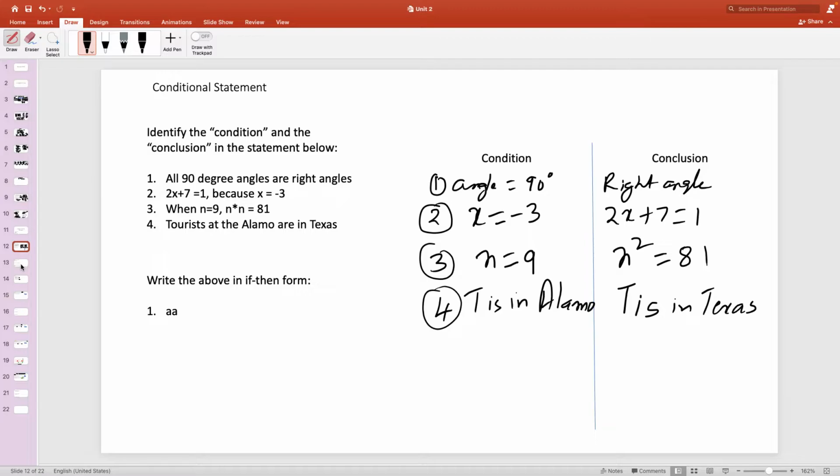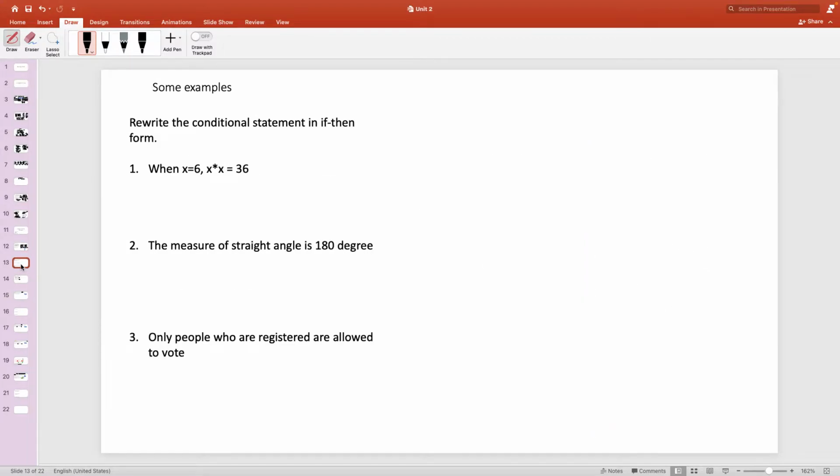Now we will understand why this is important. Very soon it will be pretty obvious, but bear with me for a few more minutes. Let's look at some examples. Rewrite the conditional statement in an if-then form. Just a few more examples. I'm not going to write it, I'm just going to state it. When x is equal to 6, x square is 36. So this becomes, if x is 6, then x square is equal to 36. I'll just write here once for the sake of it. If x is 6, then x square is 36.